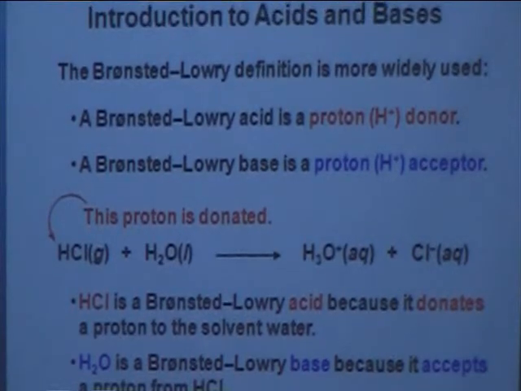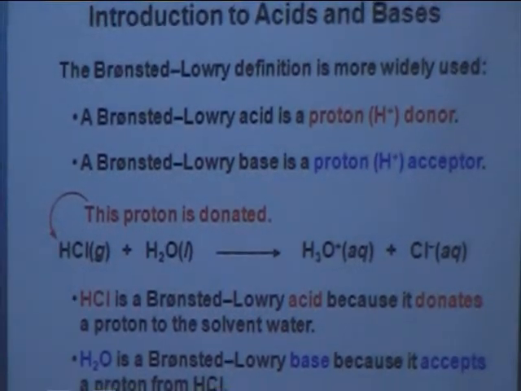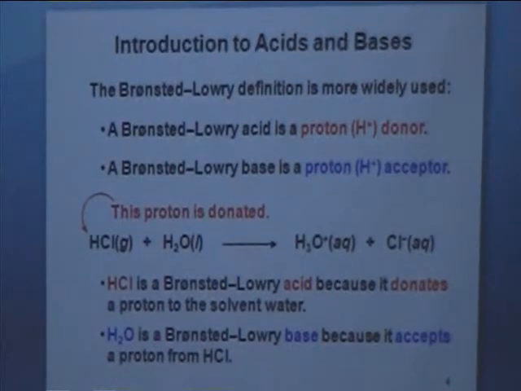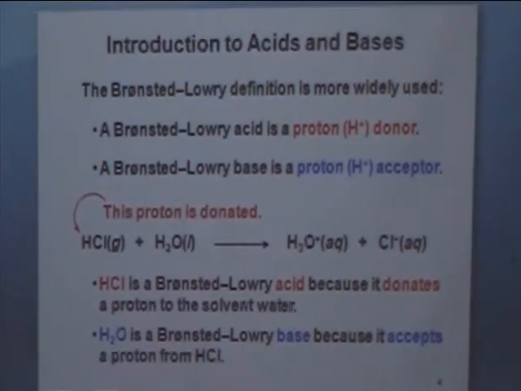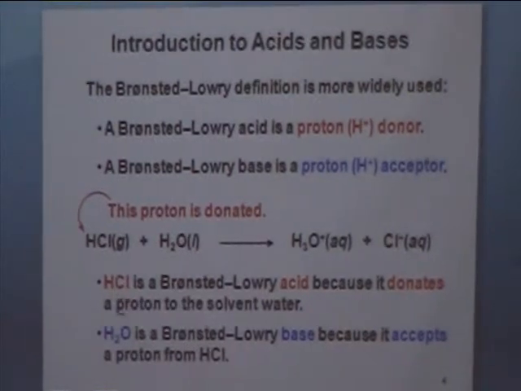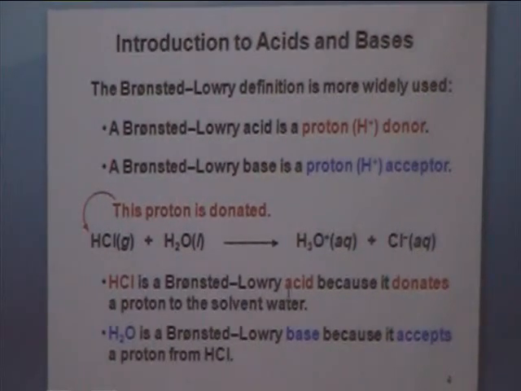Over here, a Bronsted-Lowry acid, as I have said, is a proton or hydrogen donor. A Bronsted-Lowry base is a proton or hydrogen acceptor. So we have hydrochloric acid and water. The product will be H3O and chloride. The hydrochloric acid is a Bronsted-Lowry acid. The reason why? It donates a proton, a hydrogen ion, to the solvent water. Water is considered a Bronsted-Lowry base because it accepts a hydrogen ion from the hydrochloric acid.